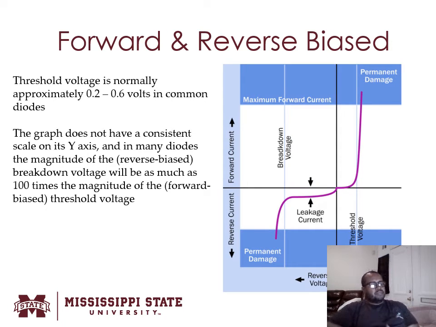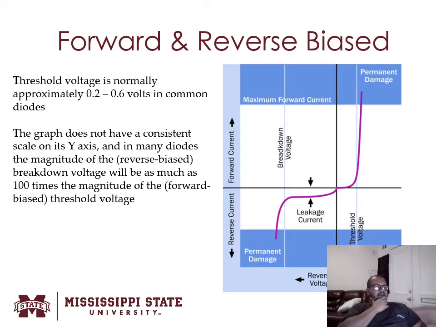So here we have a curve, just showing forward biasing and reverse biasing. If we take a look at the reverse biasing, you can prevent current from flowing up to a certain point, up to its breakdown voltage. Once you pass that breakdown voltage, current starts to increase, and you can get to where you permanently damage the diode.